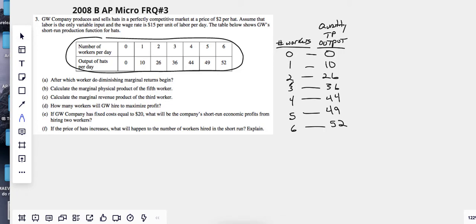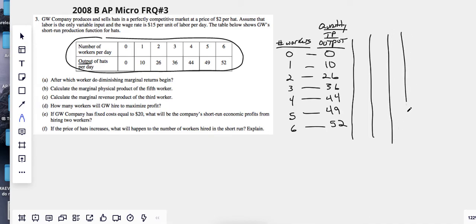Number of workers, 1 through 6. Quantity, this could be quantity, total product, but they've labeled it output this time. So just be aware of what it is. Obviously, maybe not so obviously, I'm going to add some additions here to this table.